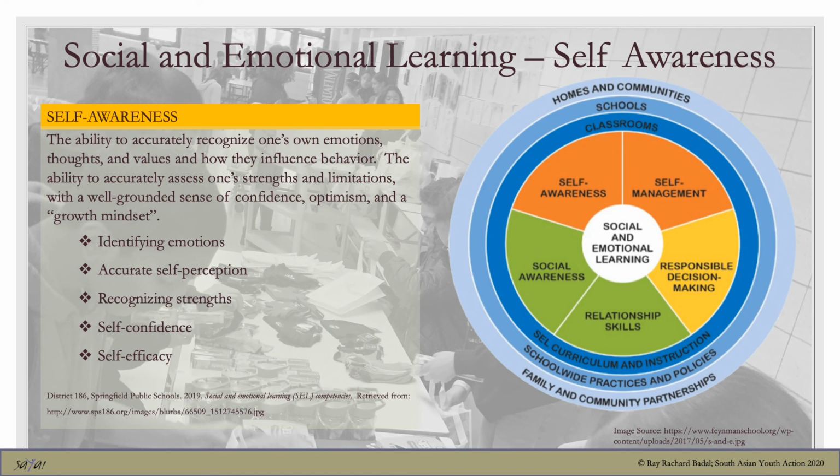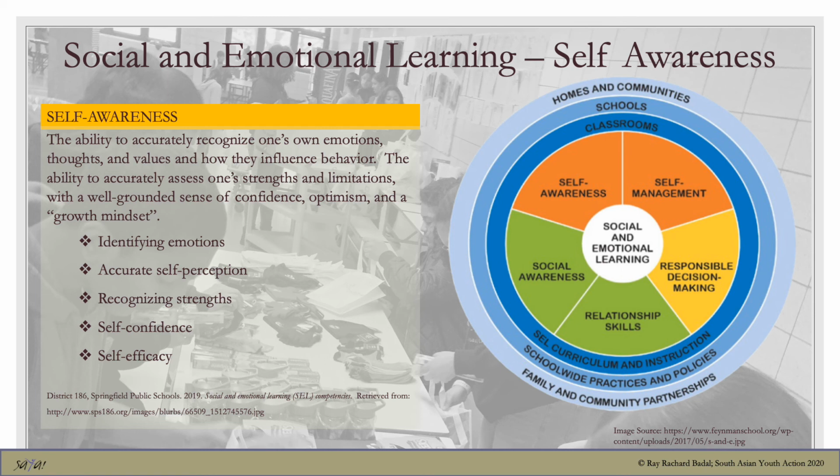The first bucket for social and emotional learning is self-awareness. Self-awareness is the ability to accurately recognize one's own emotions, thoughts, and values and how they influence behavior. The ability to accurately assess one's strengths and limitations with a well-grounded sense of confidence, optimism, and a growth mindset.